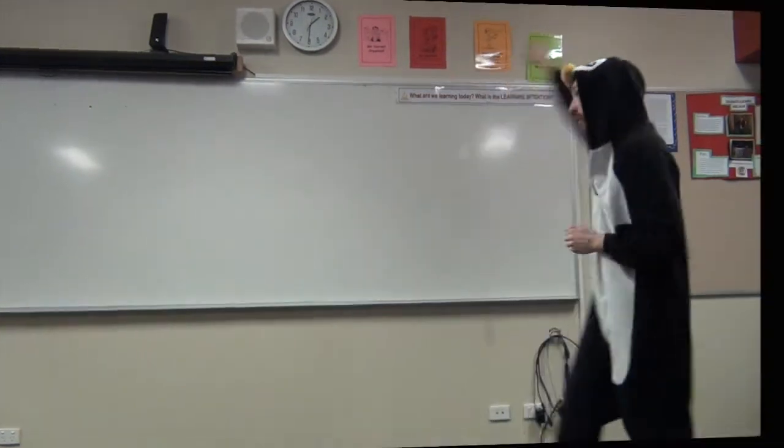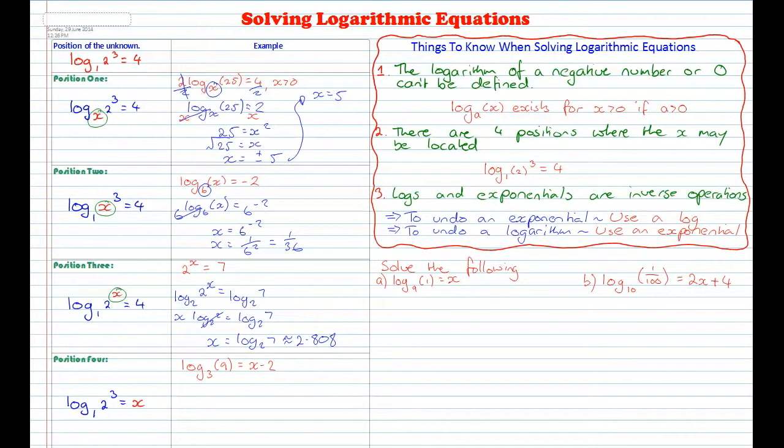Let's check it out. Right, so finally we're going to have a look at how to solve a logarithmic equation with x being in the 4th position, as you can see here. That is, you've got the log on one side and it's all equal to your x. So what we're going to do is have a look at this example first of all. So you've got log base 3 of 9 is equal to x minus 2. So as you can see here, the x is in the 4th position.